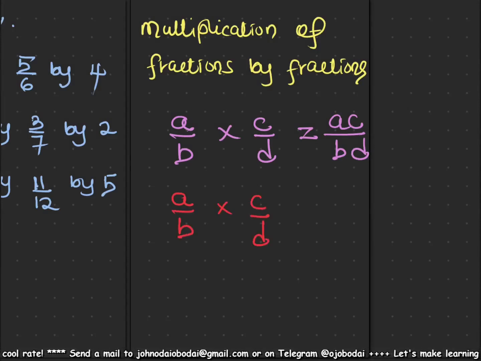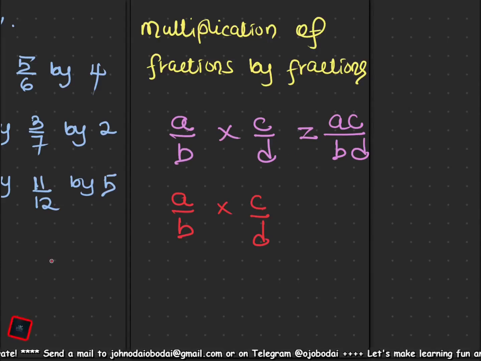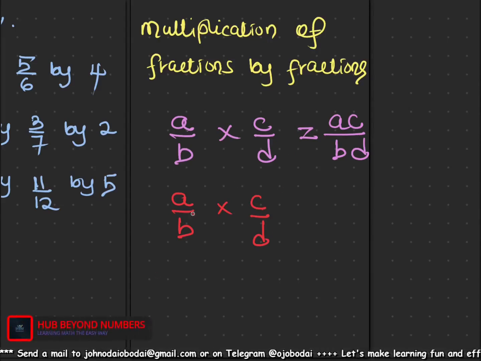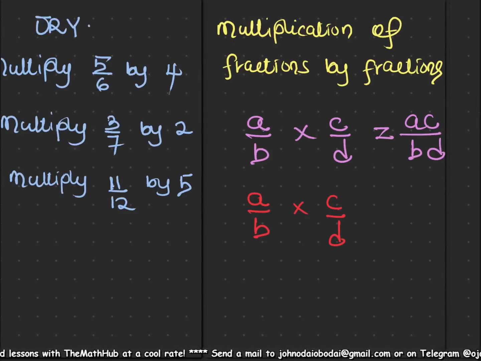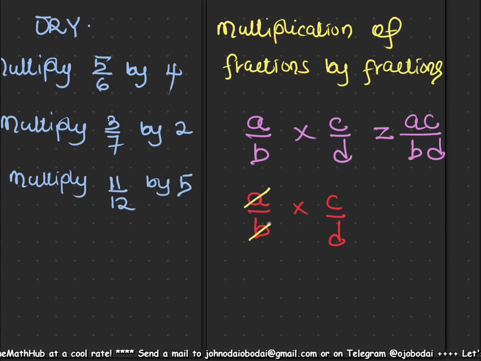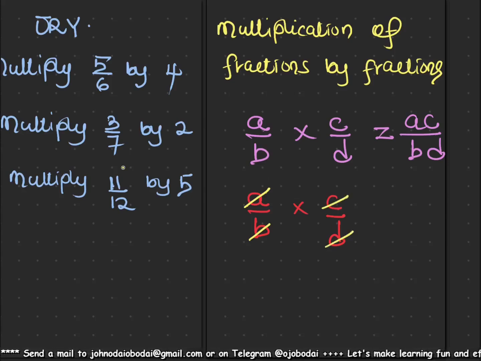But sometimes you have fractions that can be simplified further. If you have a fraction that you can simplify further, it is best you simplify at this stage so that you wouldn't find it difficult simplifying your final answer. What I mean by it can be simplified in this case is that you can simplify vertically or diagonally. Vertically here, we mean that your a and b, if they have any common factor, you can use that to simplify them, as well as c and d. If they also have any common factor, you can also use that to simplify them. I do hope that makes sense.